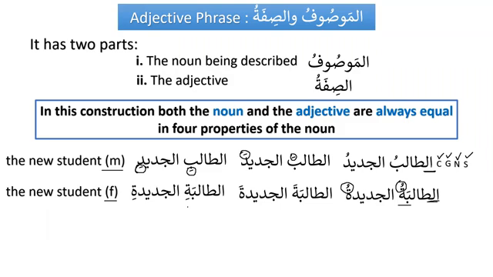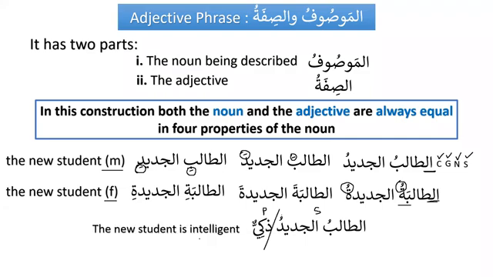Now, are these complete sentences or incomplete sentences? When I say at-talibu al-jadidu, the new student, is it a complete sentence, or am I waiting for more? It can be a mubtada, but it is not a complete sentence because the khabar is missing. Excellent. So now if we bring the khabar, for example, we say at-talibu al-jadidu dhakiyun, now it becomes a complete sentence. So we will say that this is the subject and this is the predicate. And you look at the translation, it says the new student is intelligent.